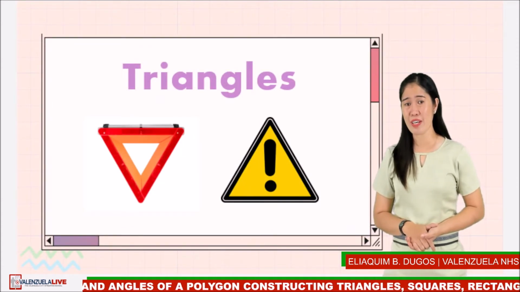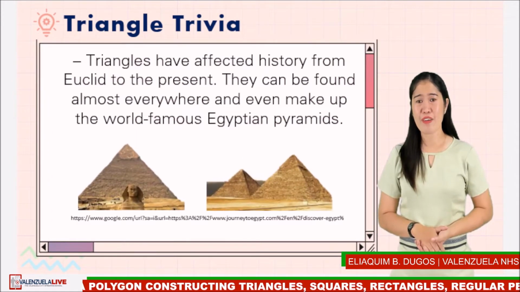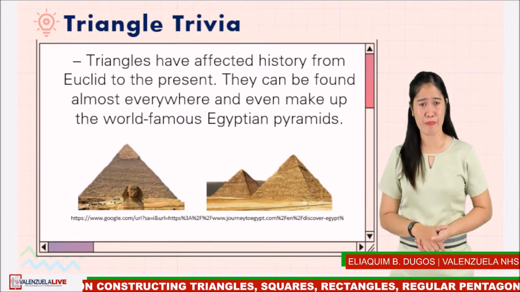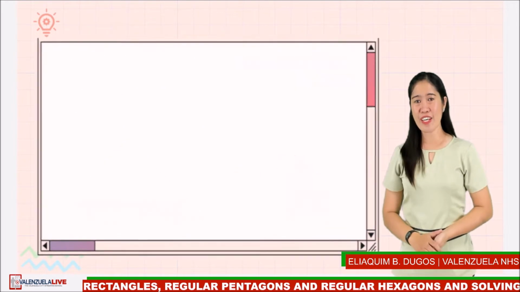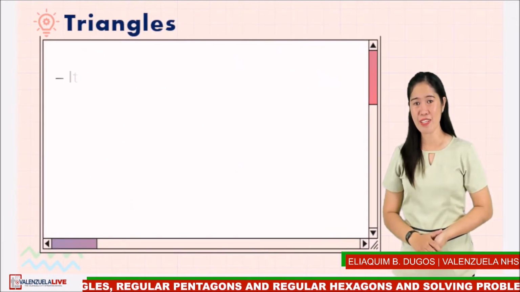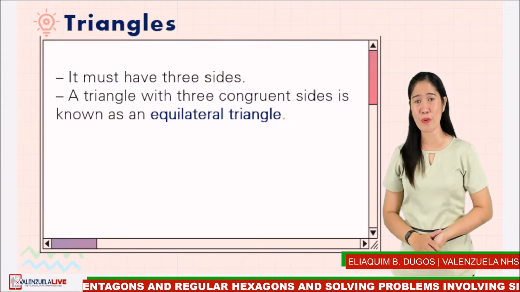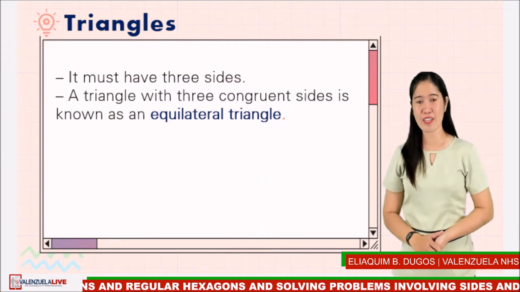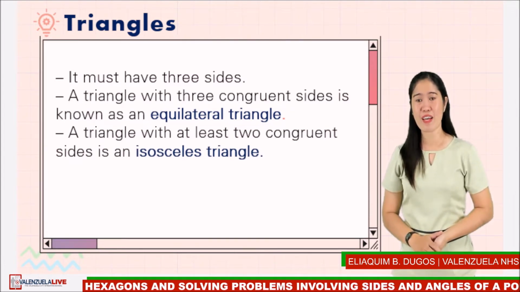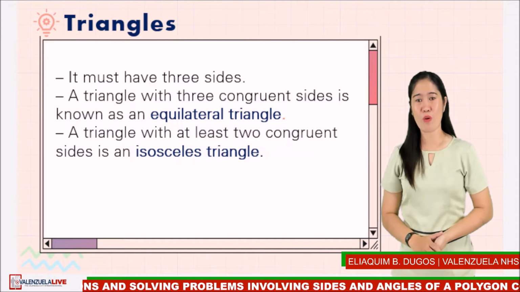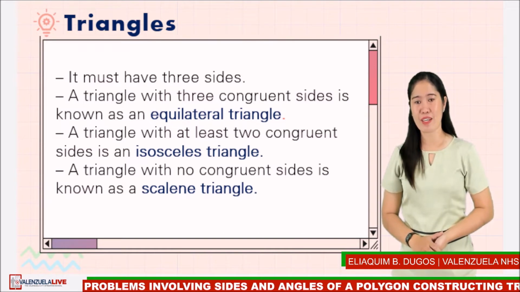Did you know that triangles have affected history from Euclid to present? They can be found almost everywhere and even make up the world-famous Egyptian pyramids. A triangle must have three sides. A triangle with three congruent sides is known as an equilateral triangle. A triangle with at least two congruent sides is an isosceles triangle, while a triangle with no congruent sides is known as a scalene triangle.